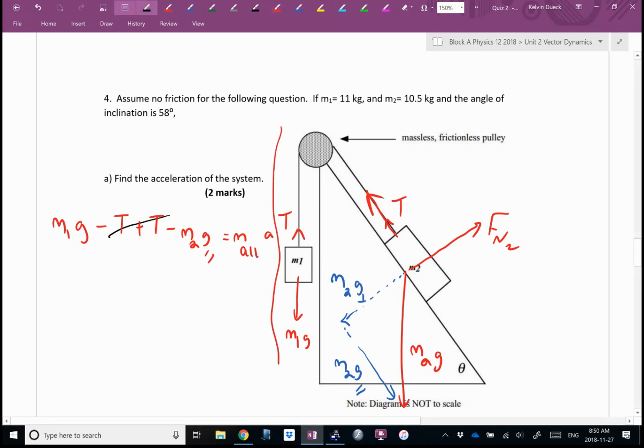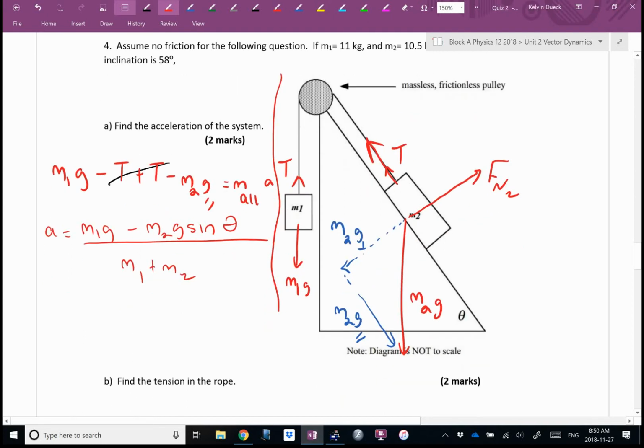So A is going to be M1 plus M2, and this is going to be M1G minus M2G sine. Okay. M1, 11 times 9.8, minus M2, 10.5 times 9.8 sine 58, all over 11 plus 10.5.